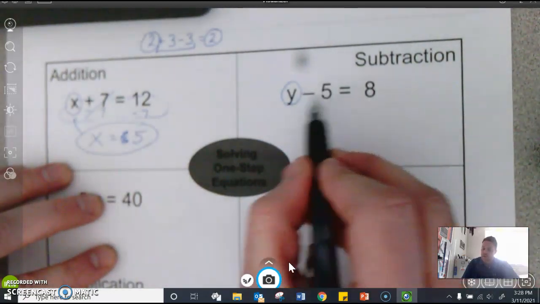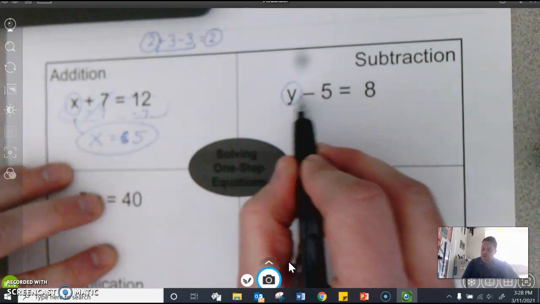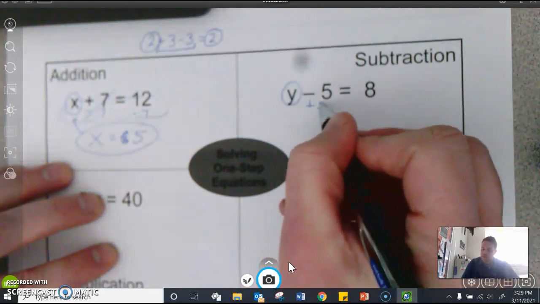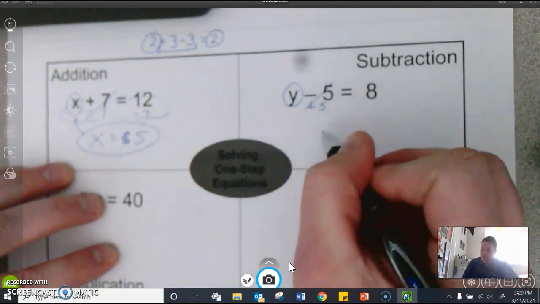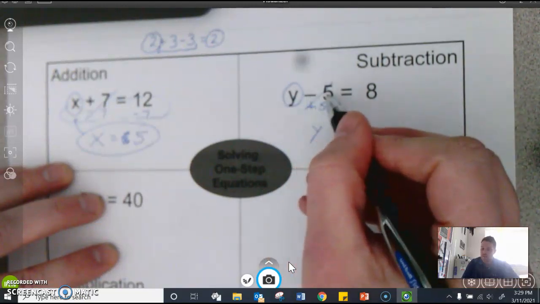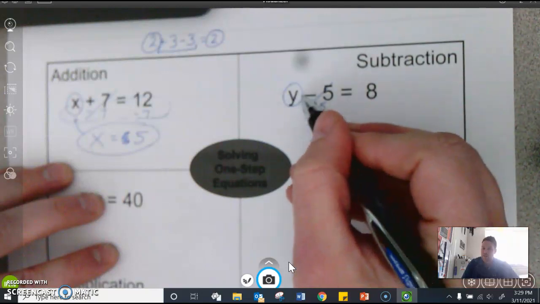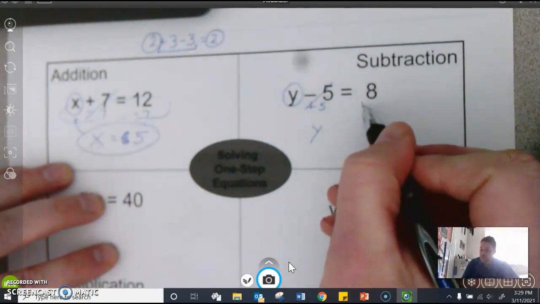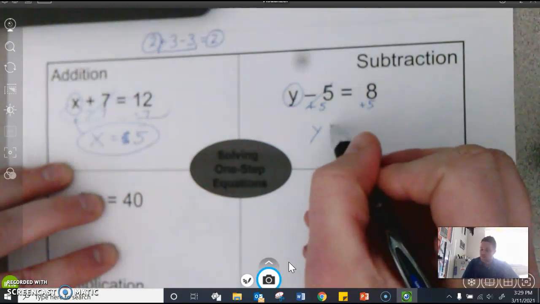Well, they subtracted 5 from this number. We don't know what this number is, but they subtracted 5 from it. So if we want to figure out what this number is, we're going to add 5 to it, because that's going to isolate that number, which is in this case a variable. So if you take 5 away from a number and add it back on, you're back to the original number again. If we do it to the left side, we have to make sure we do it to the right side. So we're going to go over here and we're going to add 5.